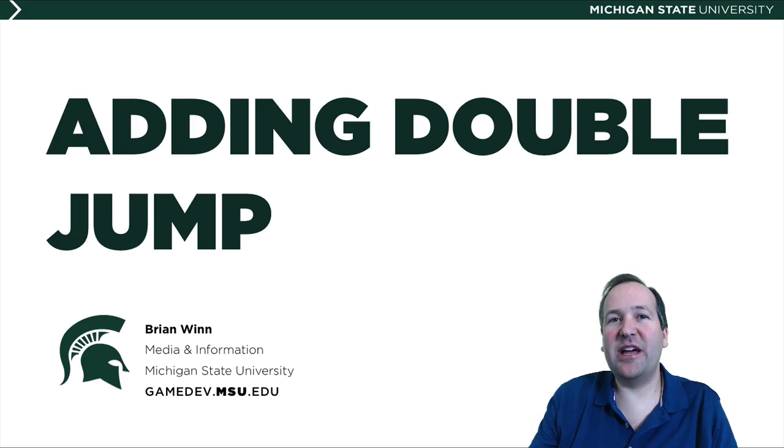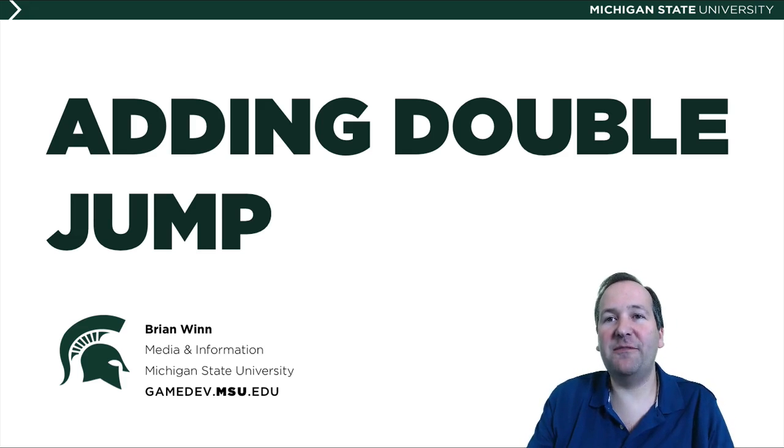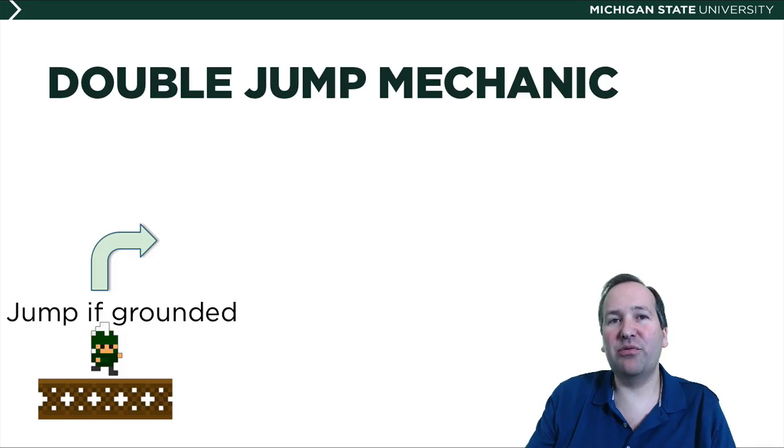Many 2D platforms allow the player to perform a mid-air jump, often referred to as a double jump. In this lecture, we'll add the double jump mechanic to our game. Let's think through the double jump mechanic a bit. I always find drawing pictures is a great way to think through game mechanics.